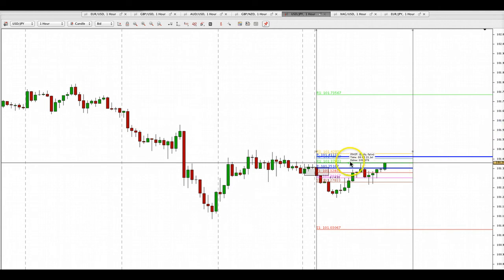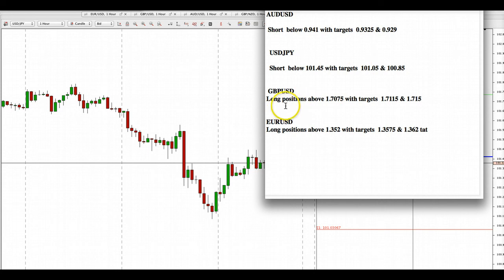So we don't have enough information right now, and we're going to have to wait till the Asian session tonight or Tuesday New York session to determine directional bias for the USD yen. Okay. The other trade signal was long position above 170.75.